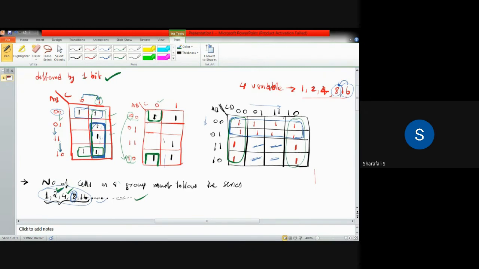And if that is over, then you have to check for 2 cell grouping. Now all those values are grouped, so we don't have to care about the other values.